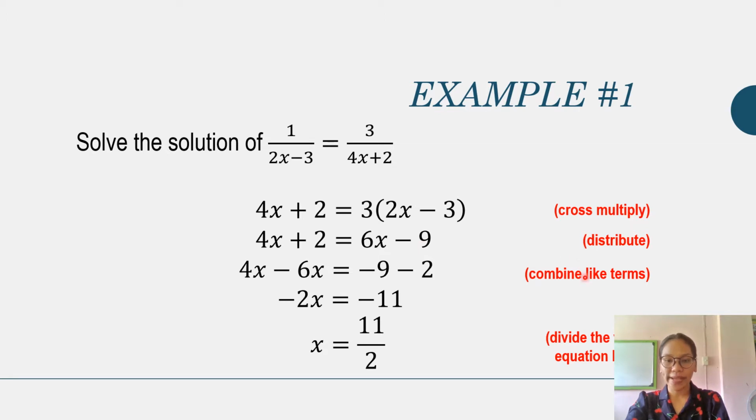After that, we're going to combine like terms. So we're going to transpose positive 6x to the left side. So we have 4x minus 6x equals negative 9. Then we're going to transpose positive 2 to the right side, and that will be negative 9 minus 2. So 4x minus 6x is negative 2x, equal to negative 9 minus 2, that is equal to negative 11. So we're going to divide both sides of the equation by negative 2. So the value of x, or our solution, is x equals 11 over 2.